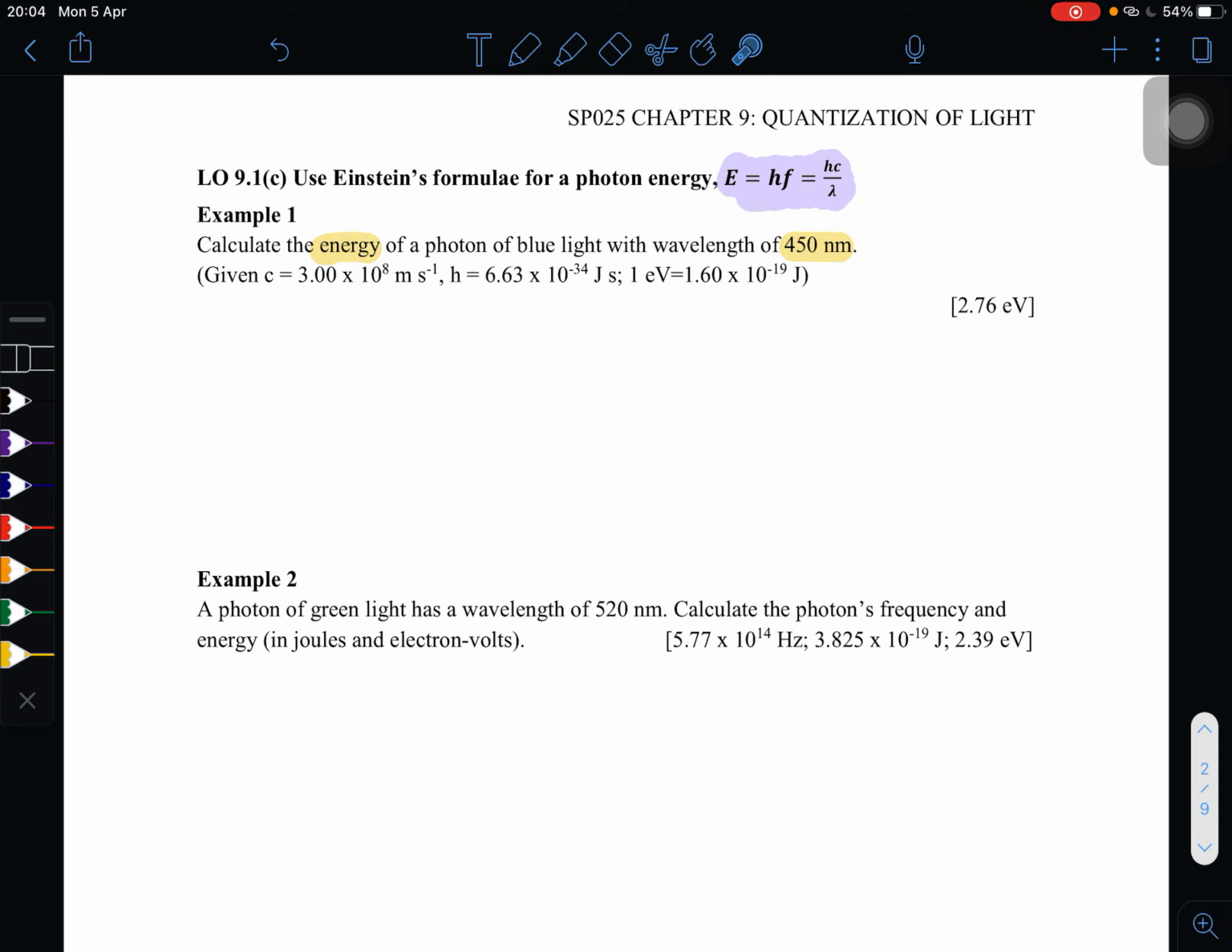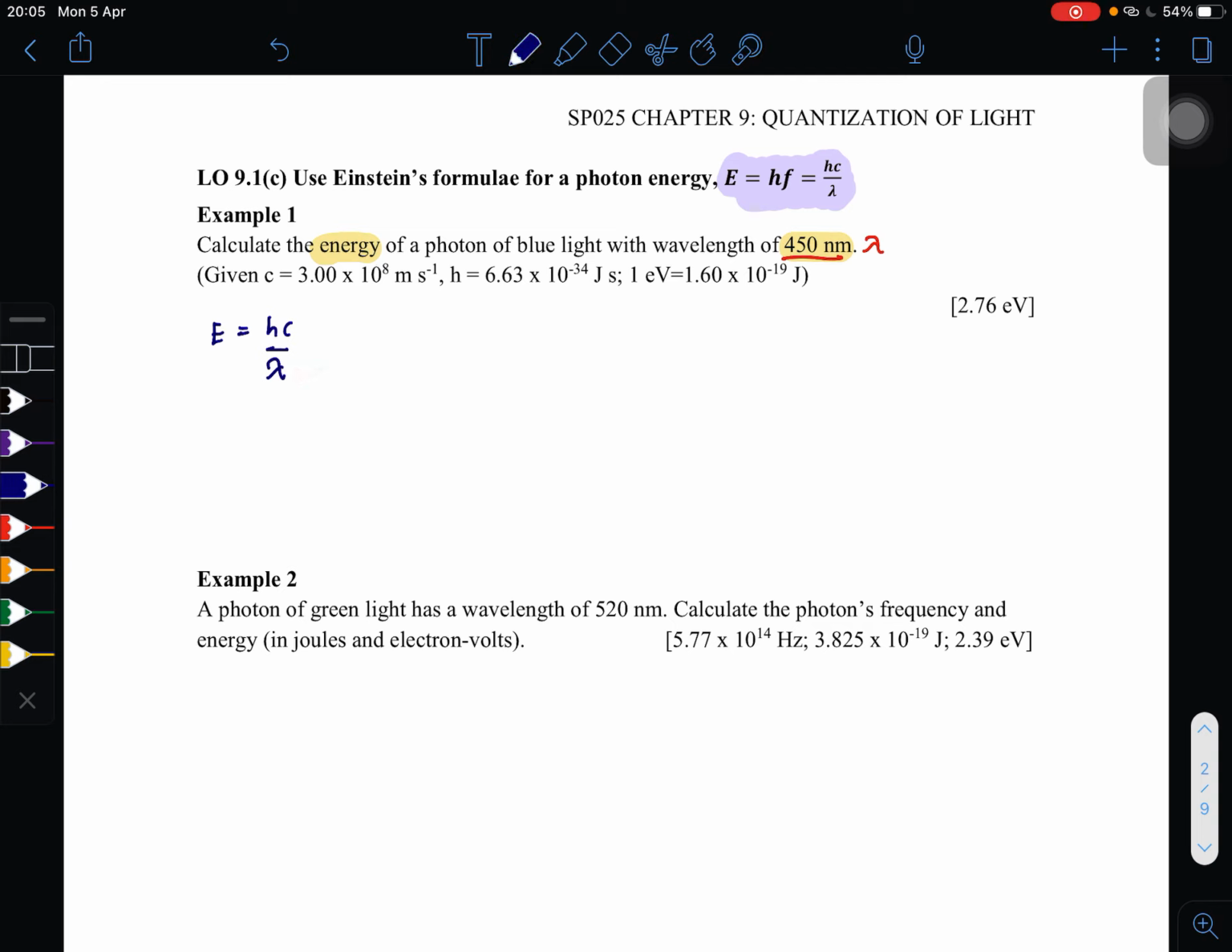Okay, since in this subtopic we are going to use this formula only, di mana energy is equal to HF ataupun energy is equal to HC over lambda. So since we are given the lambda here, kita akan gunakan this formula. E is equal to HC over lambda, di mana H adalah Planck constant which is given here. C is the speed of light given here as well, and then lambda is just the wavelength given.